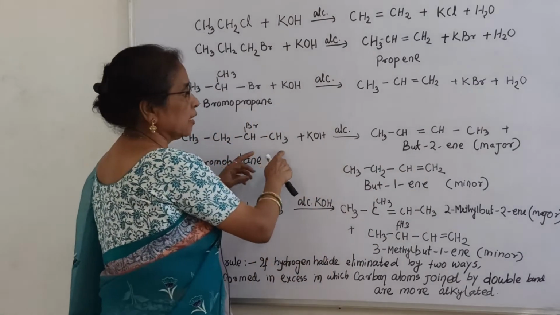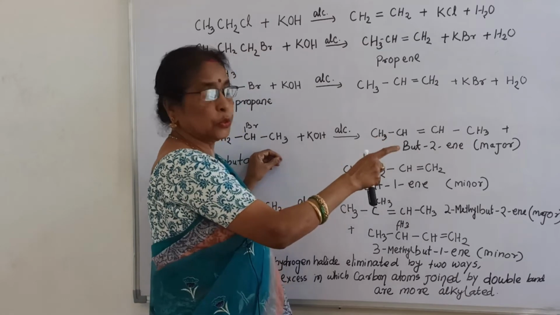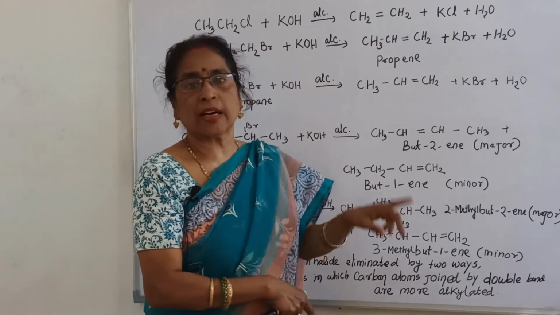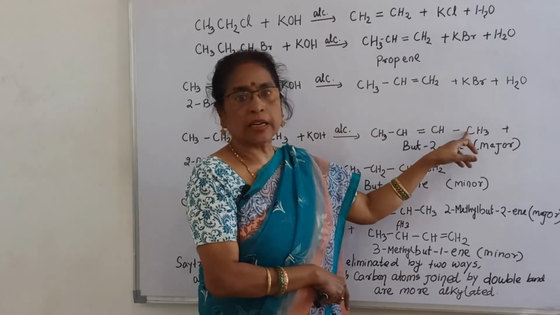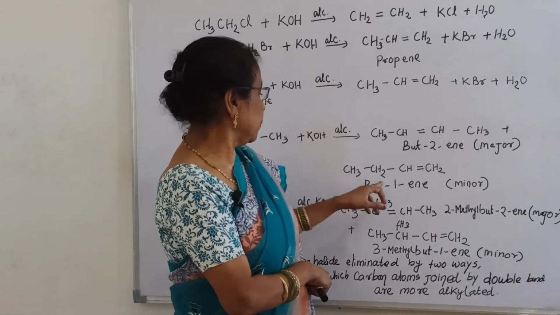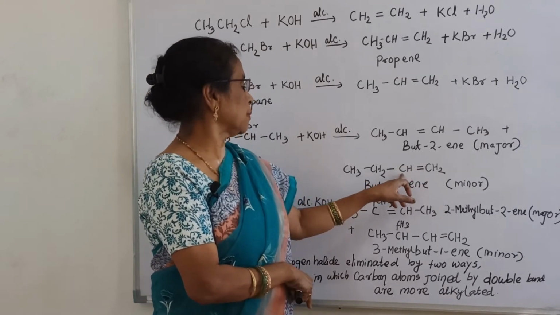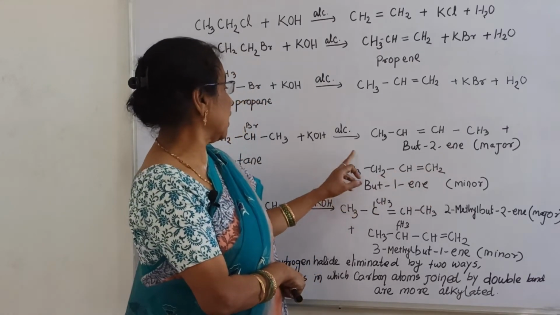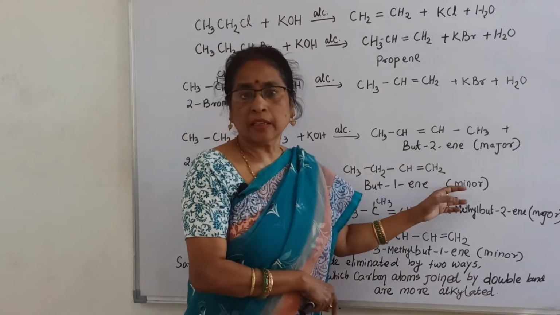Now you can see this is 1 product and this is another product. This one is but-2-ene and this one is but-1-ene. Now which is the major product and which is the minor product? Here one alkyl group CH3 on this side and one alkyl group CH3 on the other side, so there are two alkyl groups. In but-1-ene, the double bond is joined by two carbons, with no alkyl group on one and only one alkyl group, ethyl, on the other. That means this is the minor product.